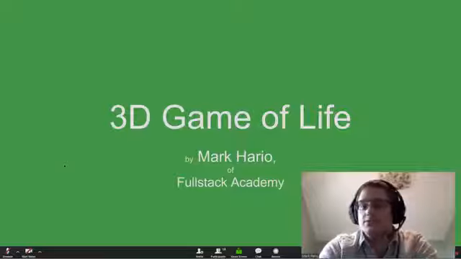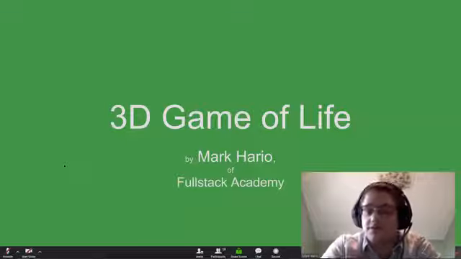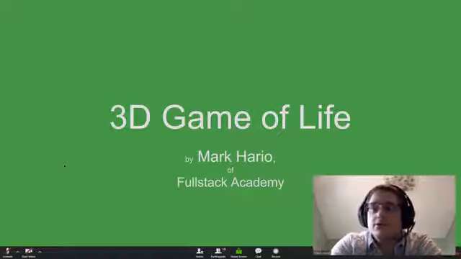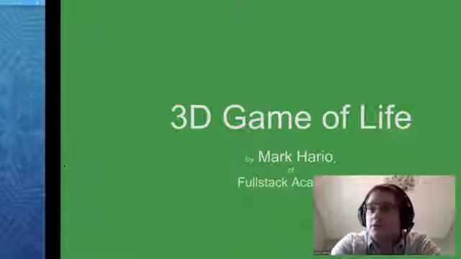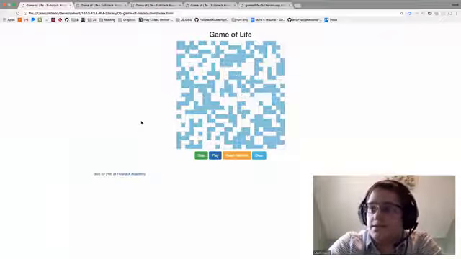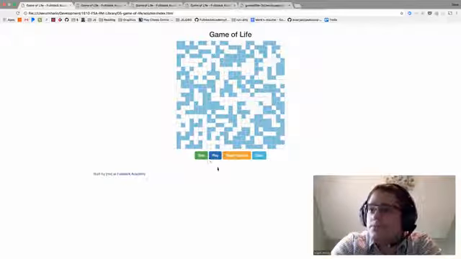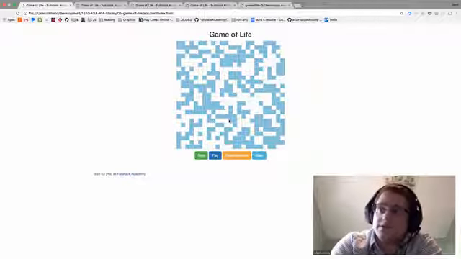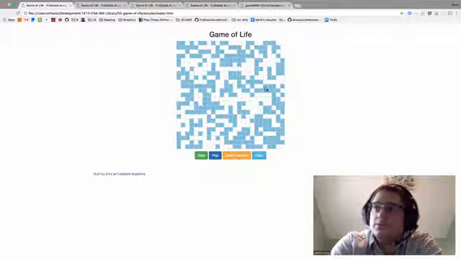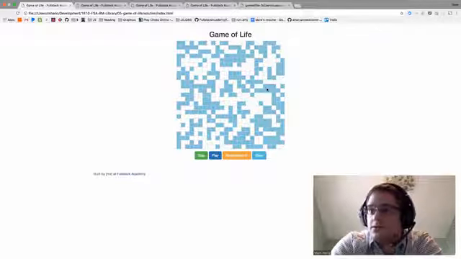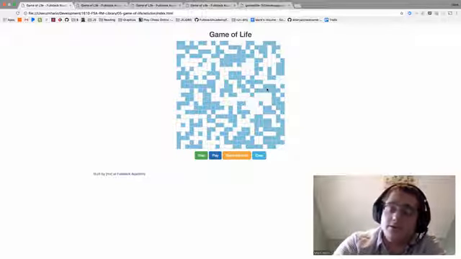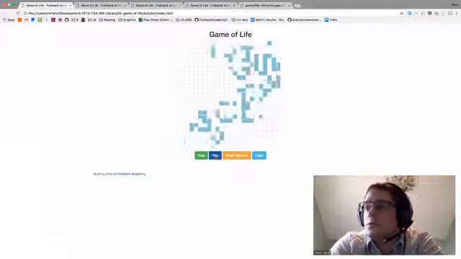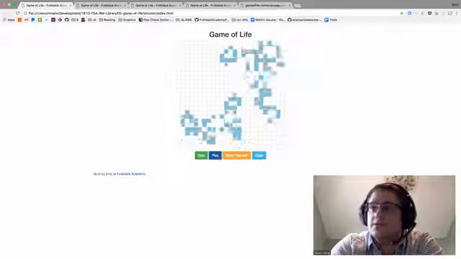So, as Omri told you, I built the 3D game of life for our Hackathon project at Fullstack. As a quick reminder, I wanted to show people what the game of life was. It's essentially a two-dimensional grid of cells, which are either alive or dead. Based on the number of living neighbors to a cell, the cell will either die or stay alive the next round, or it will be reborn with the correct number of living neighbors.